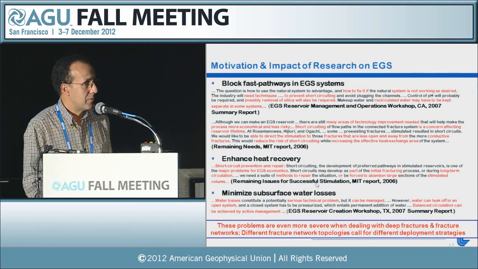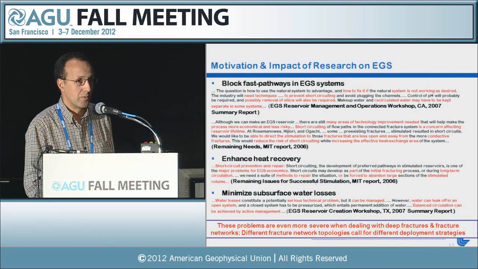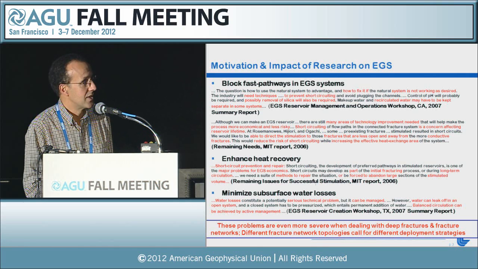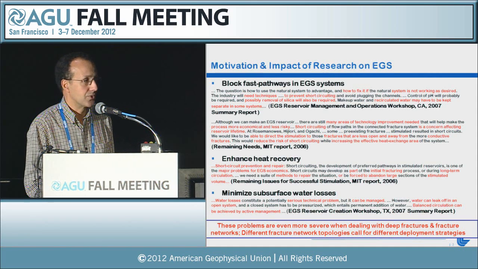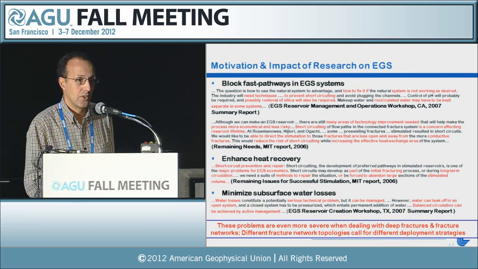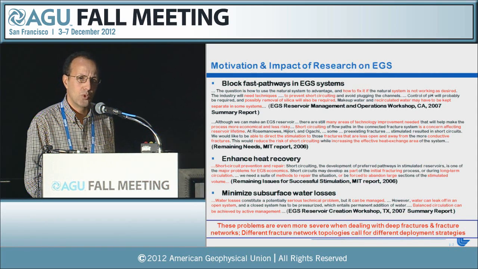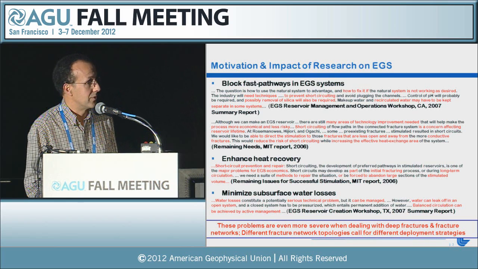Several reports have been published in the last 5-10 years displaying all the roadblocks to popularizing EGS in different applications. Most of the problems are related to fast pathways, specifically short circuiting, enhancing the heat recovery by enhancing the sweep surface, and minimizing the water losses to the surrounding formation. For example, at The Geysers, they use about 1.5 million gallons a day to sustain the extraction in their geothermal systems.